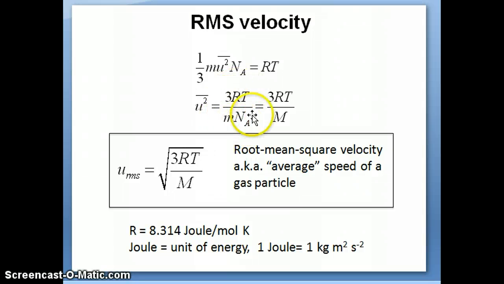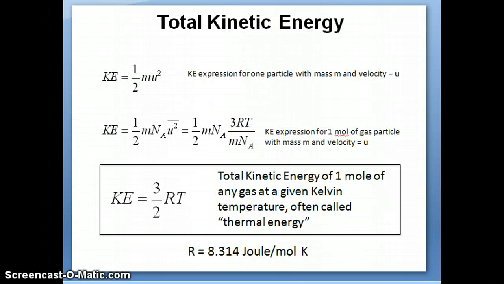So what I would do is take this expression, 3RT over m times Avogadro's number, and plug that back in, substituting the URMS expression with that. Okay, so then I'll have half times mass times Na times 3RT over m times Na. This just comes straight from the previous slide. Okay, so what you can see is this expression cancels, right? The m times Na cancel. So what I'm left with is just kinetic energy is equal to 3/2 RT.